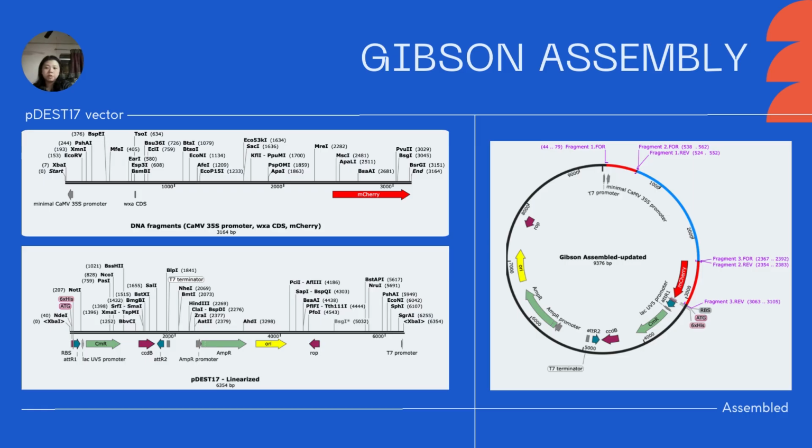Gibson assembly joins multiple DNA fragments in a single isothermal reaction, relying on three enzymes working together: the exonuclease, DNA polymerase, and DNA ligase. In this study, the vector pDES was linearized using the restriction enzyme XbaI. Inserts including the CaMV35S promoter, Waxy A CDS, and the mCherry reporter gene were prepared through PCR. Primers were designed with 15 to 20 base pair overlaps and appropriate GC content. The Gibson reaction proceeded at 50 degrees Celsius.